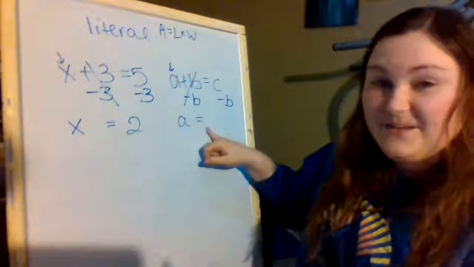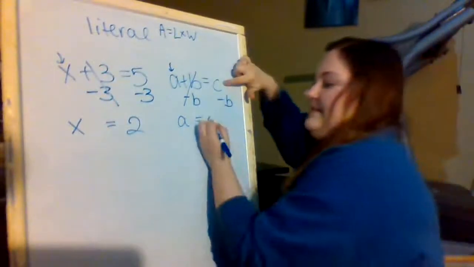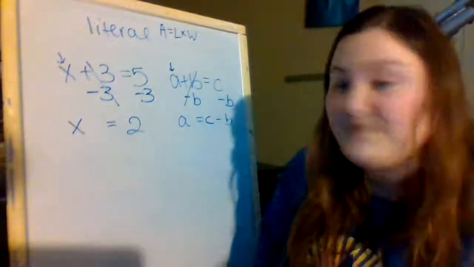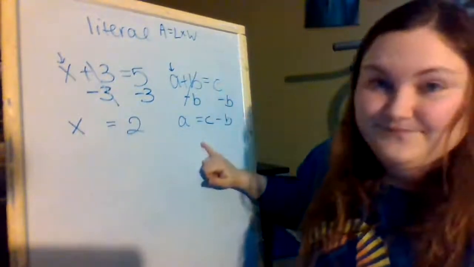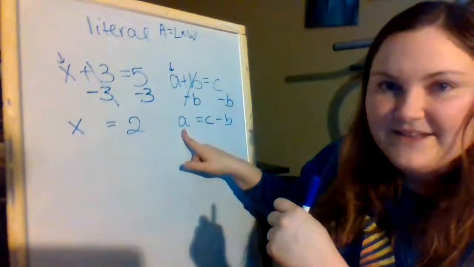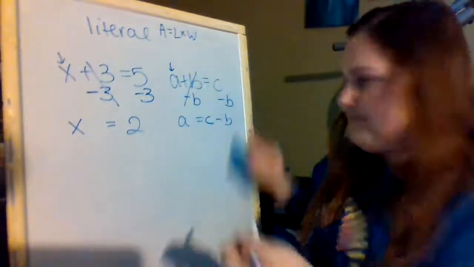Our answer is going to be exactly what we just said. A equals c minus b. Instead of doing the math, I'm just copying exactly what it says. And just like that, we've solved it. Solving means getting the variable all by itself, and we did that. It says A equals our answer.